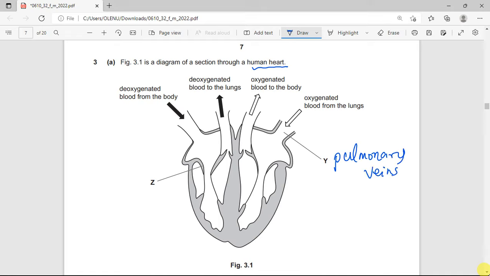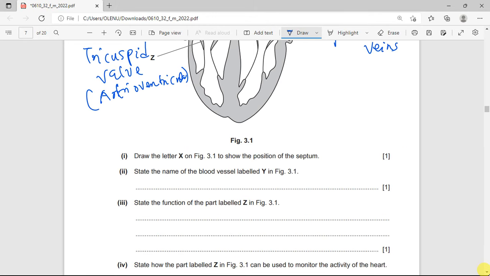And the valve that separates the atrium from the ventricle is the atrioventricular valve, and the one on the right side is the tricuspid. So this is my tricuspid valve, which is an example of an atrioventricular valve, while this is a bicuspid valve. So with that, let's see.